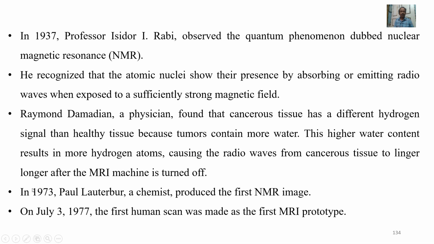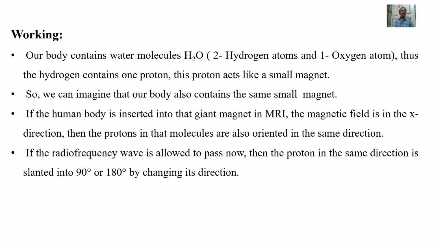In 1973, Paul Lauterbur, a chemist, produced the first NMR image. On July 3, 1977, the first human scan was made as a first MRI prototype. It took nearly 4 to 6 hours.